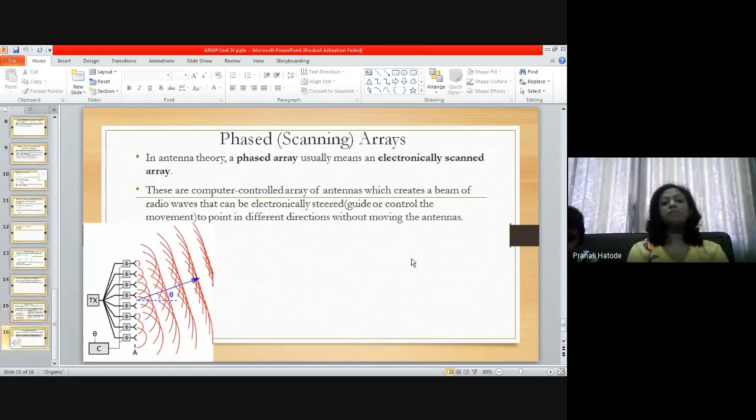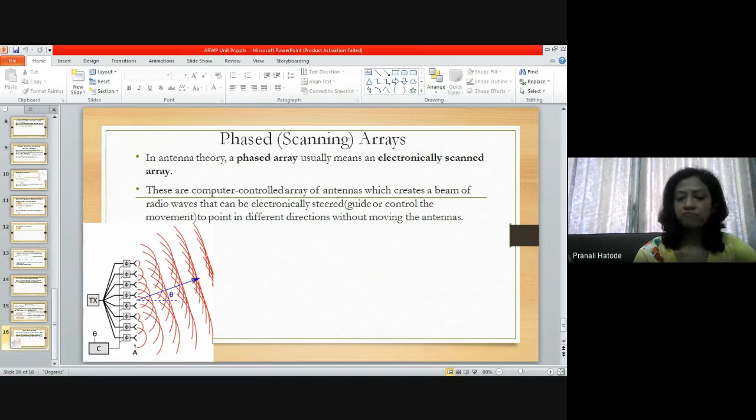Now, phase scanning array. Here I have given you a simple example. In antenna theory, a phased array usually means an electronically scanned array, or a computer-controlled array of antennas which creates a beam of radio waves that can be electronically guided or controlled to point in different directions without moving the antenna. So this is one of the small examples which I have shared with you.